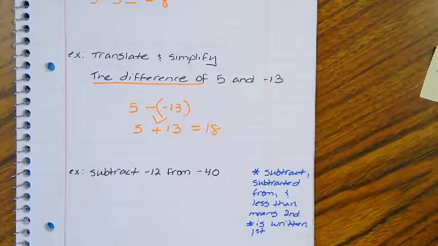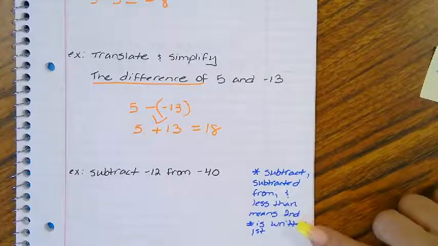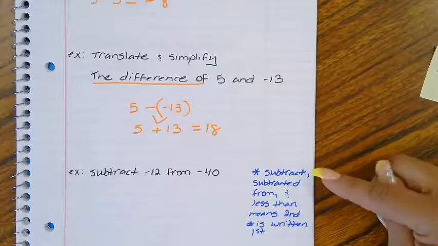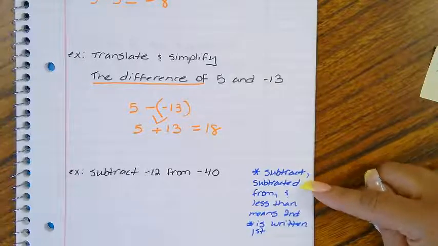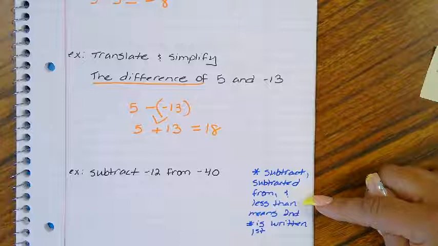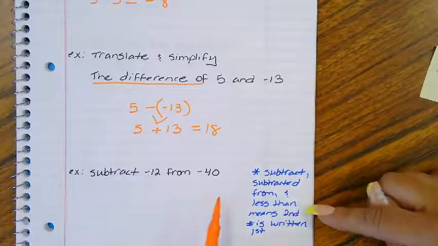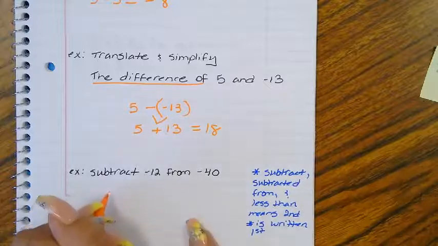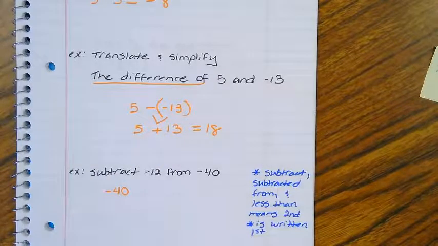Okay, let's look at this one. We have a little note on the side on this one. We have subtract negative 12 from negative 40. When you see the word subtract, subtracted from, and less than, that means that we're going to take this second number and we're going to write it first. So we're just going to do that right now. Go ahead and write all that down. I'm going to write it first, and then we'll solve it. Tell me when you have all that written down, please.